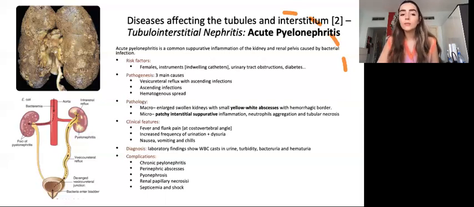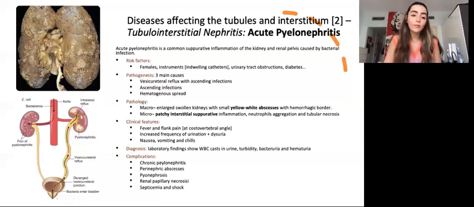You diagnose this by using laboratory findings that show white blood cell casts in the urine, turbidity of the urine, bacteriuria, and sometimes hematuria. So that's acute pyelonephritis.